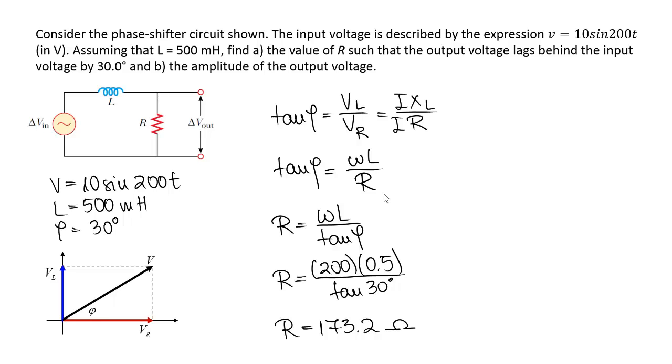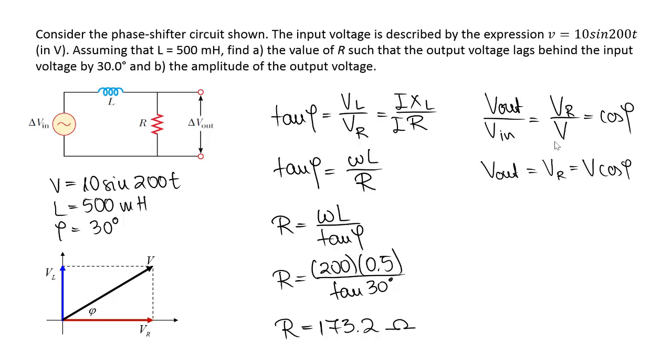Now for the second part of the problem, we need to find the amplitude of the output voltage. Well, the voltage out, which is the voltage across the resistor, divided by the voltage in, which is the voltage across the source, is nothing else than, if you look in this triangle, cosine phi. Cosine phi is the adjacent side, the voltage across the resistor, divided by the hypotenuse, which is the voltage across the source. From this equation, we can find the voltage out, or the voltage across the resistor, as the maximum voltage across the source multiplied by cosine phi.